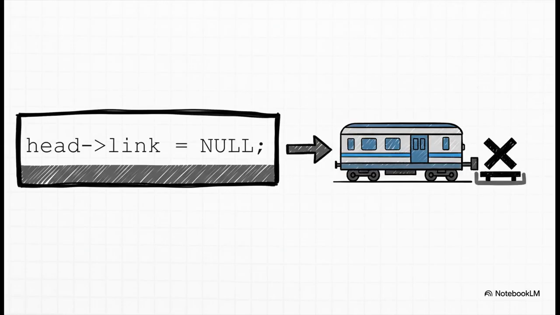So what about the coupler, the link? Well, right now we only have one car, so it's not connected to anything else. We need to set its link to a special value that basically means this points to absolutely nothing. And in C, that special value is null.